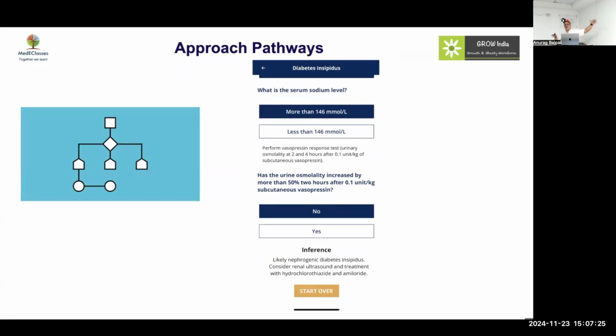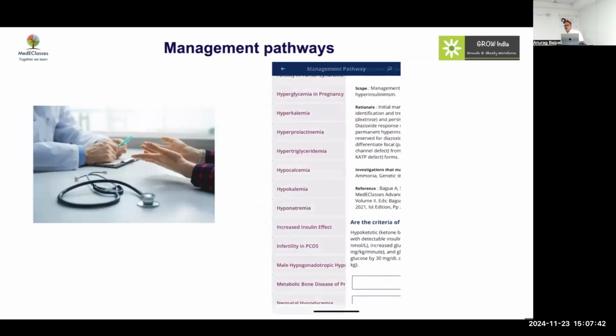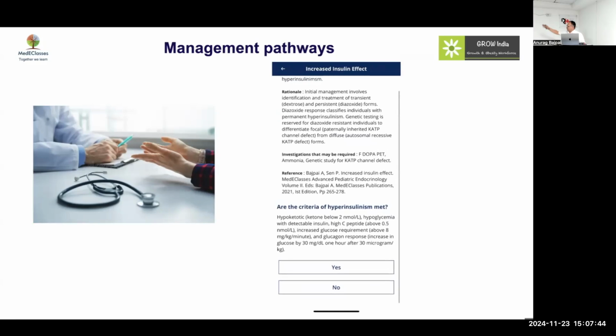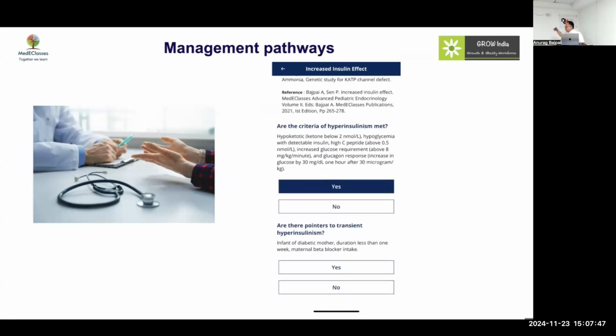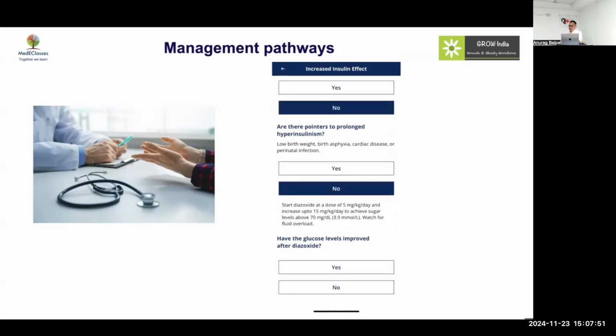It simplified the algorithm. Now, if you have, let's say, an algorithm pasted in front of you, it may be more difficult, but if you get precise answers, it made it much easier in that regard. So the approach pathway covers entire parts of pediatric endocrinology. There are management pathways similarly, because for many of these scenarios, like increased insulin effect, how do you decide which workup to do, what to do? So we developed these management pathways.